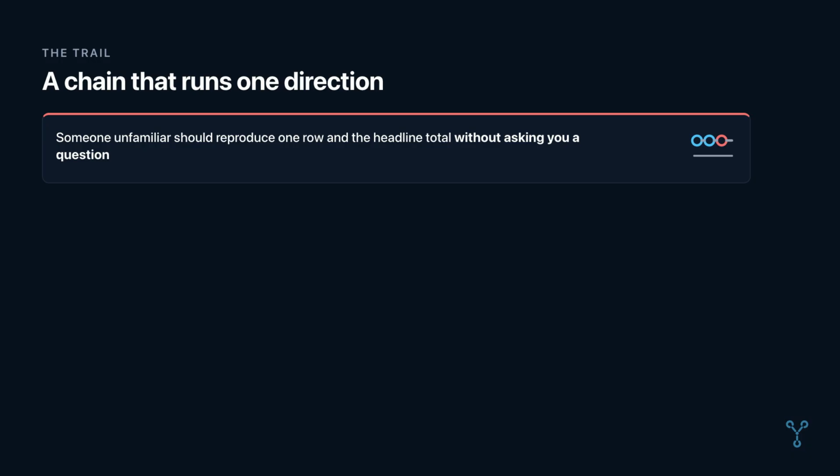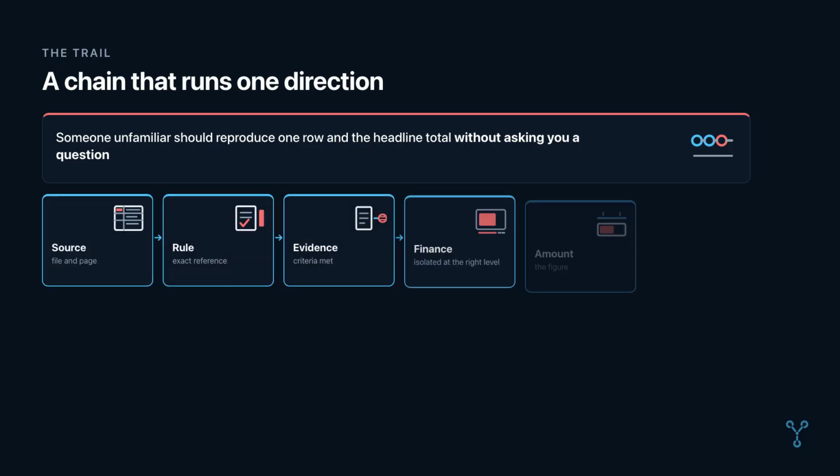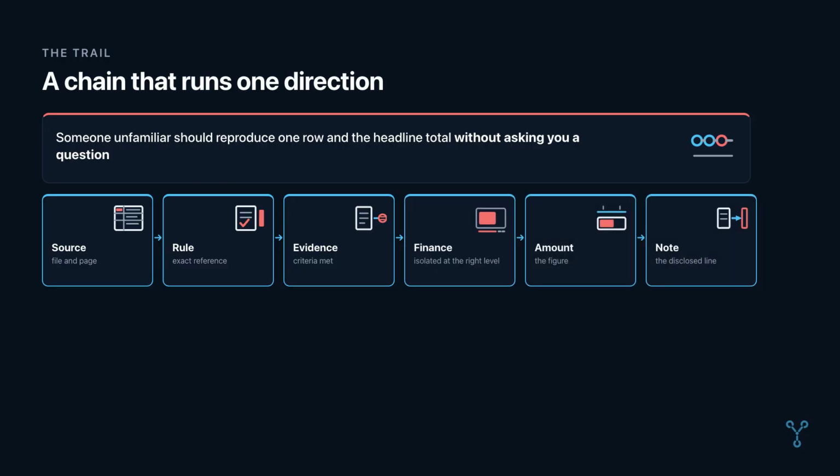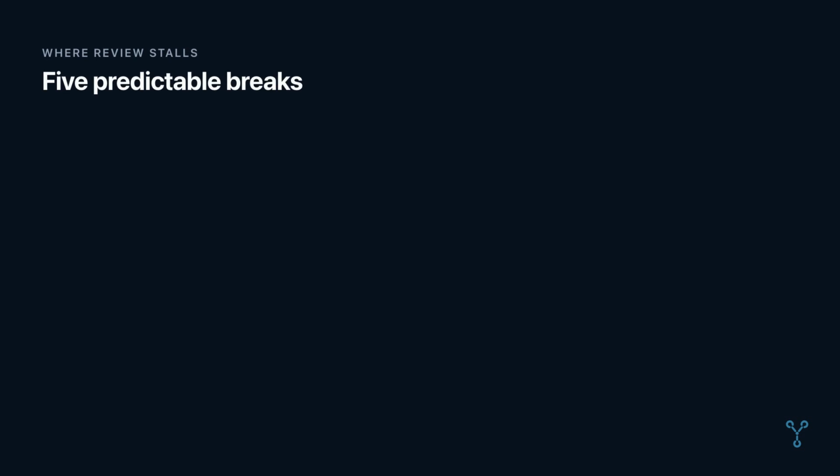For that to be possible, each row needs a chain that runs in one direction. From the source file and page, to the governing rule and its exact reference, to the evidence that the applicable criteria are met, to the finance isolated at the right level, to the amount, to the line in the assessment note. Any break in that chain is where review stalls, and the breaks are predictable.